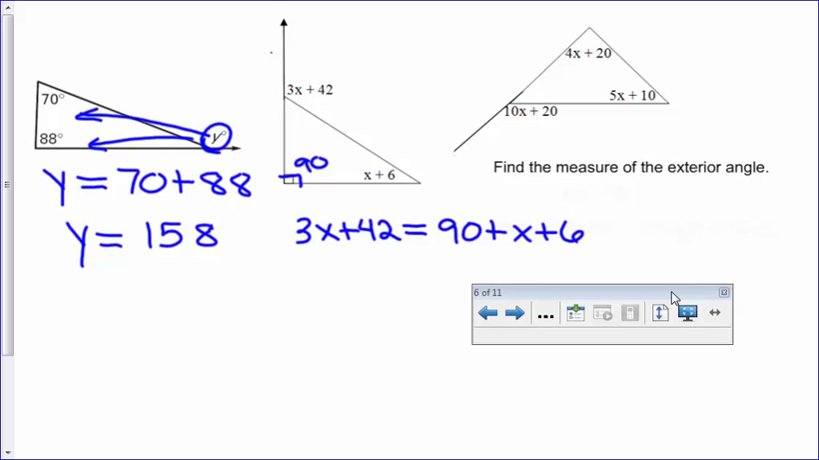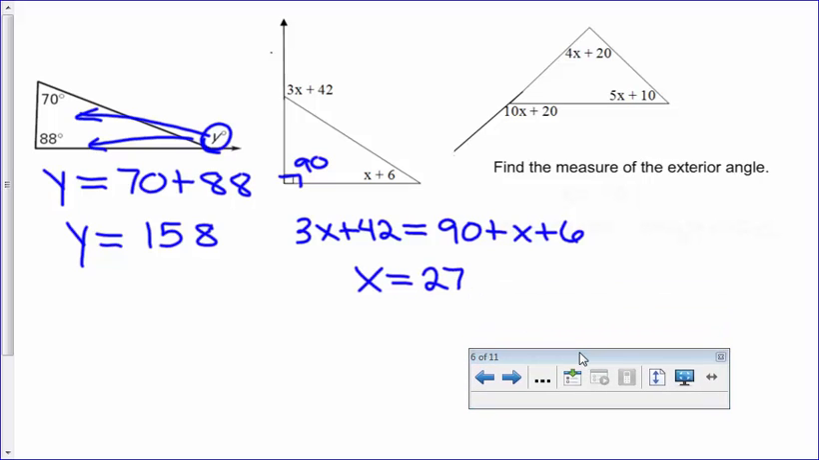Go ahead and try that on your own real quick. Pause it, come back. All right, now that you guys have solved this, you should have gotten that x equals 27. And again, as Ms. White said, you can take this back in and plug it in and find out what the other measures of the angles actually are, which you're challenged to do in this third problem.